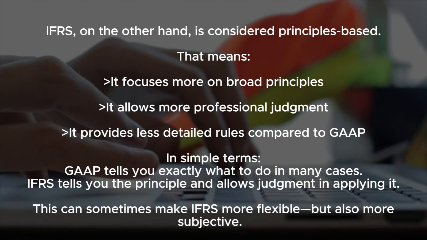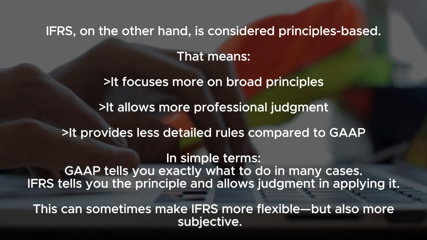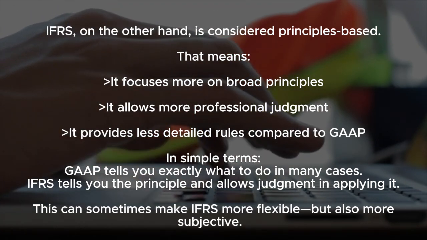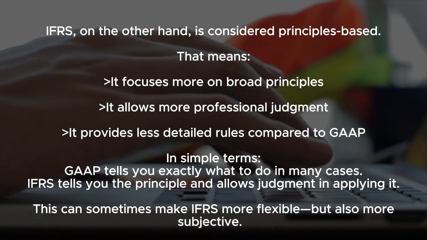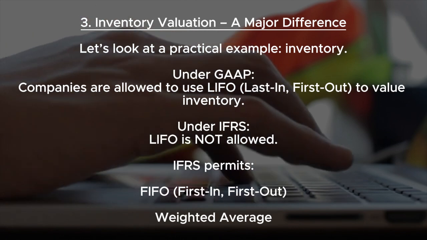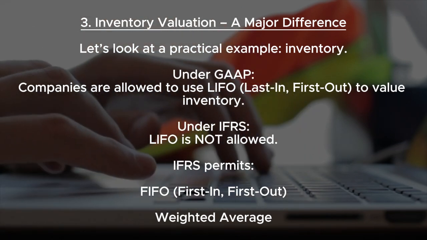In simple terms, GAAP tells you exactly what to do in many cases. IFRS tells you the principle and allows judgment in applying it. This can sometimes make IFRS more flexible, but also more subjective. 3. Inventory valuation, a major difference. Let's look at a practical example.